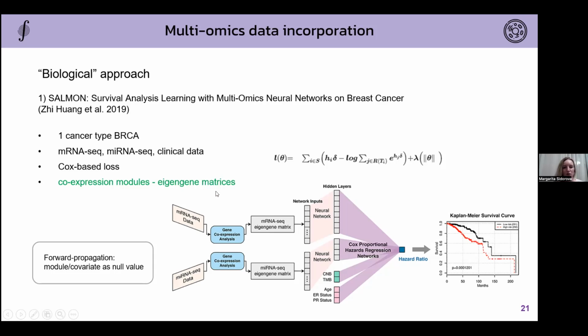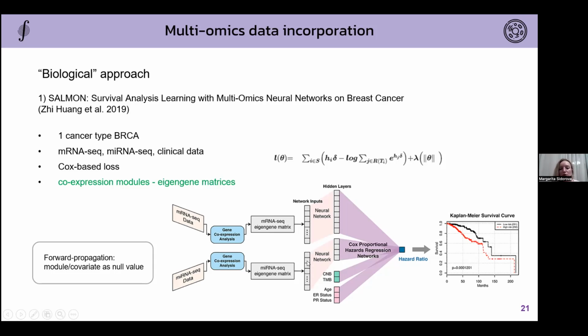And what is the biological idea in this article? The biological idea was that they used co-expression modules, which can be derived by the use of co-expression analysis in some R packages. By that, you obtain matrices. So here in the scheme, you can see that they did the gene co-expression analysis and obtained some matrices, which are in fact the modules of co-expression. And these modules then go into the network as the inputs.